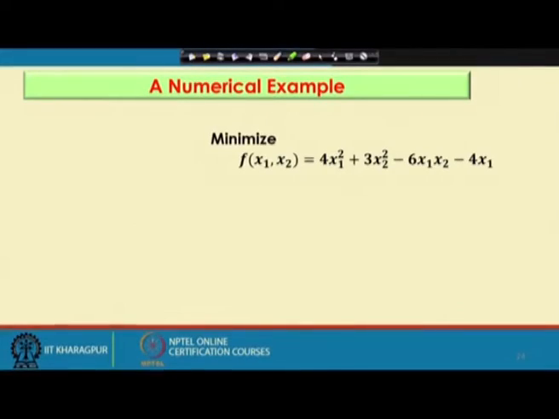Let me solve one numerical example using the steepest descent method. The problem is as follows.